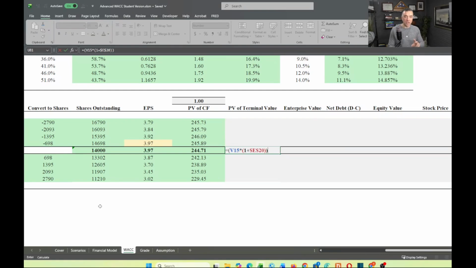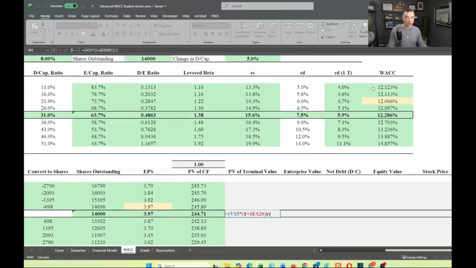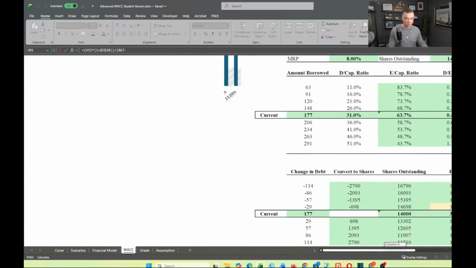Two brackets to close it up. So that's going to be the 6th year. I'm going to divide it by... Now I'm going to do the WACC, all the different levels of WACC minus the growth rate. That's the Gordon growth model.